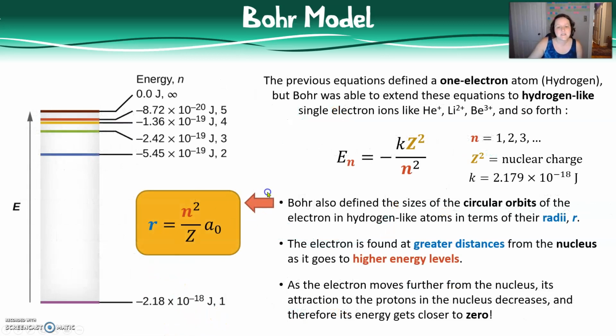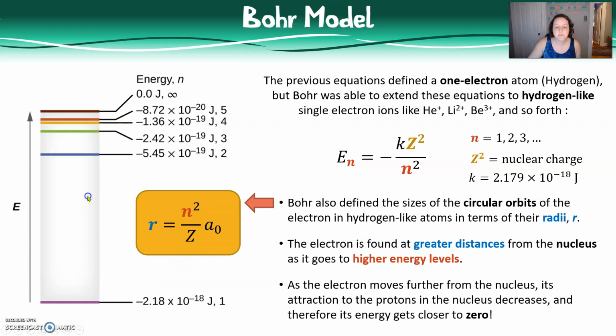Bohr also extends his model to other hydrogen-like single electron ions of the first few elements in the periodic table and determines a mathematical relationship between the energy level n and the radius of the orbit r. The positive correlation between the energy level and the radius of the orbit shows that at higher energy levels we expect to see the electron at a greater distance from the nucleus, which explains that picture of the energy levels as these orbits with increasing diameters.